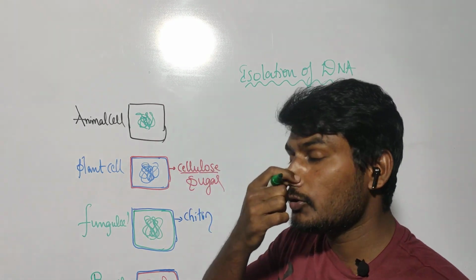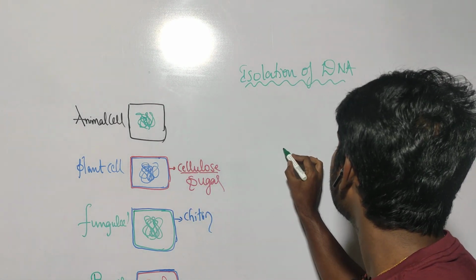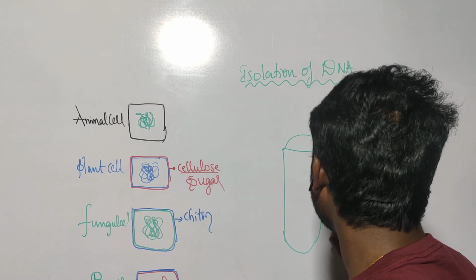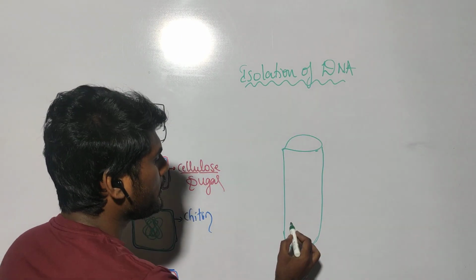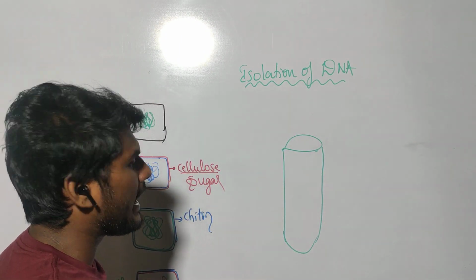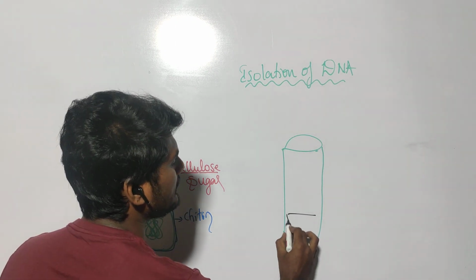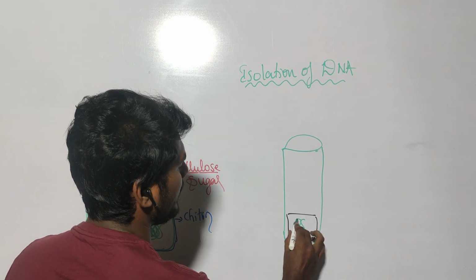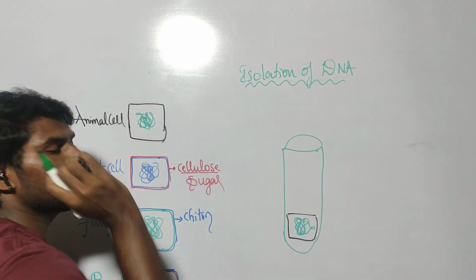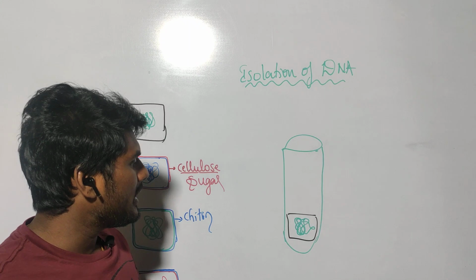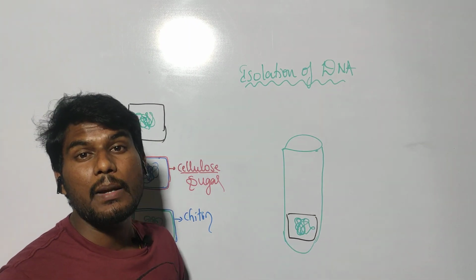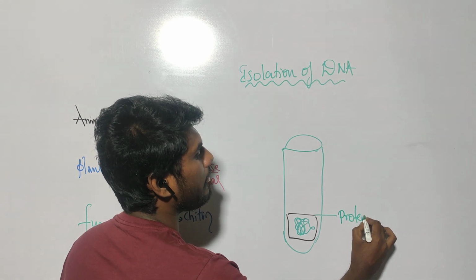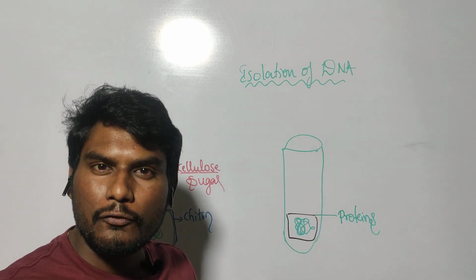Now remember, to take the desired DNA from this animal cell, let's take one test tube. Inside this test tube, you have placed the animal cell, which contains a long polymer that is nothing but DNA. We have to take the DNA. How? It is not as easy. Why? Because it has the cell membrane. The cell membrane is made up of proteins.